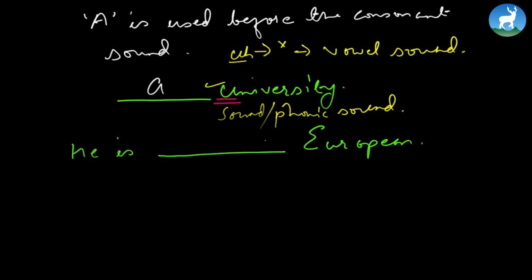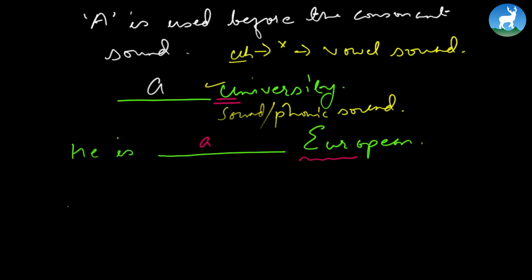Look at this. "He is..." Now, do you say "an European"? If you're saying "an European," that's wrong pronunciation. It's "European." He's European. Look at that. The first sound here is "yo." That's why he's "a European."